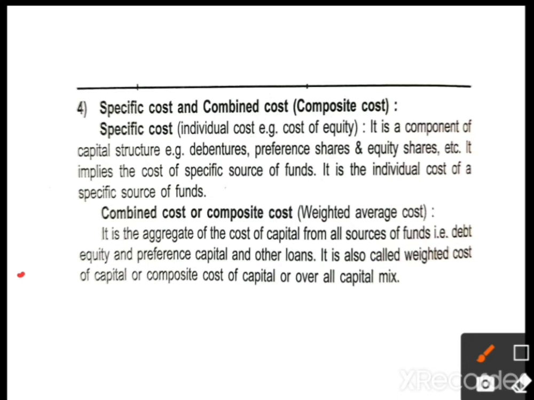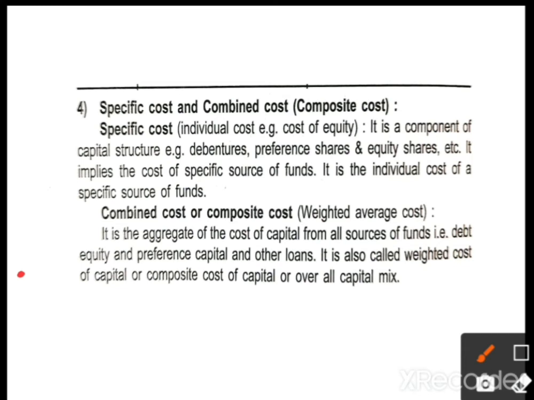So what will be included in the specific cost? It is a component. A component means it has different pillars, different components. Component itself means debenture, preference shares, equity shares, etc. When all these are included, that is a component of the capital structure, which is nothing but specific cost. And what is combined cost or composite cost?